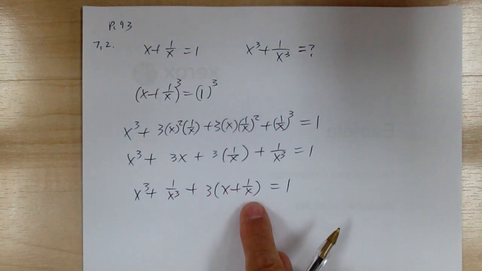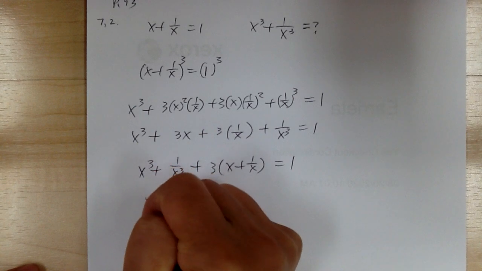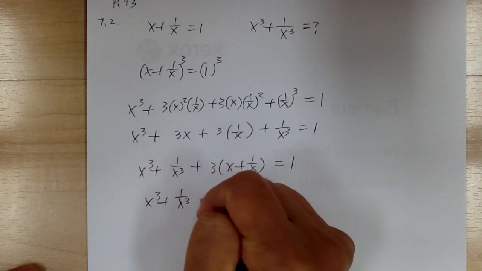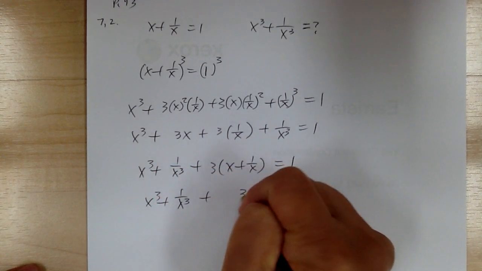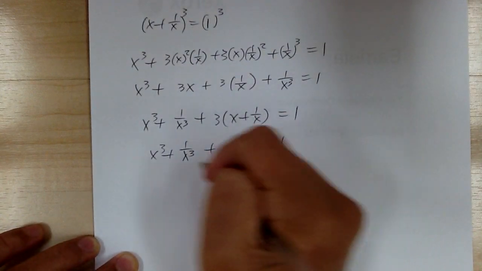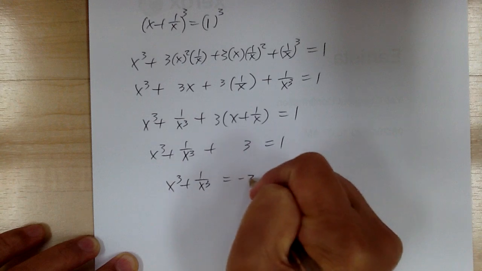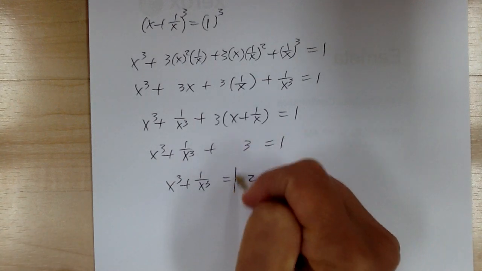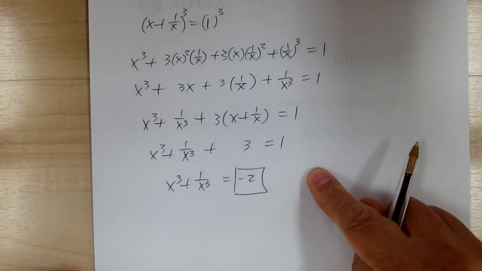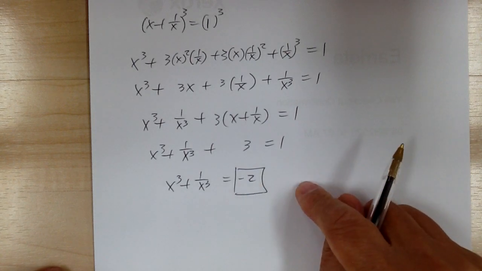equal to 1. And from here, notice we have this, right? x plus 1 over x equal to 1. So you have x cubed plus 1 over x cubed plus 3 equal to 1. So you minus 3, and you got x cubed plus 1 over x cubed equal to negative 2. Okay. So that's how you're able to do it without actually solving for x itself.